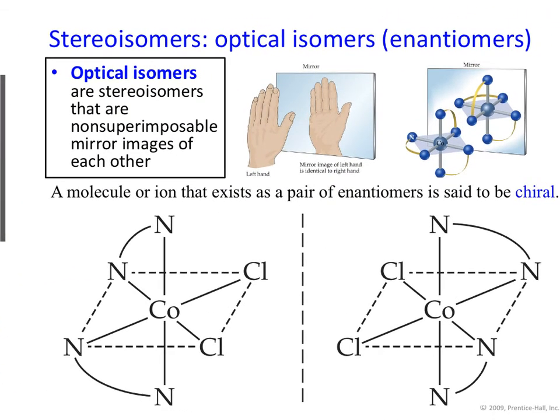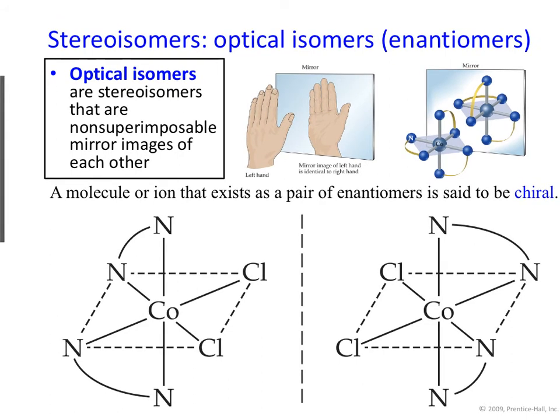So here are some definitions. So stereoisomers, specifically optical isomers. So optical isomer or enantiomer, those are synonyms of each other. So remember the definition of optical isomer: stereoisomers that are non-superimposable mirror images. So we saw this is an example of an octahedral structure with 3 bidentate ligands.